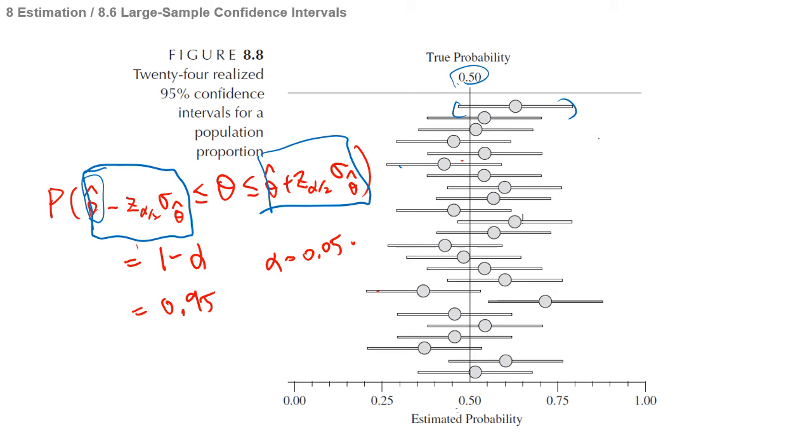So let's say this 0.5 is the true parameter theta. The probability for our confidence interval to enclose the true parameter theta is about 95%. So here are 24 realizations of our confidence intervals. When our number of trials goes large, about 95% of the time our confidence interval would include the true parameter. That's the interpretation of the confidence interval.